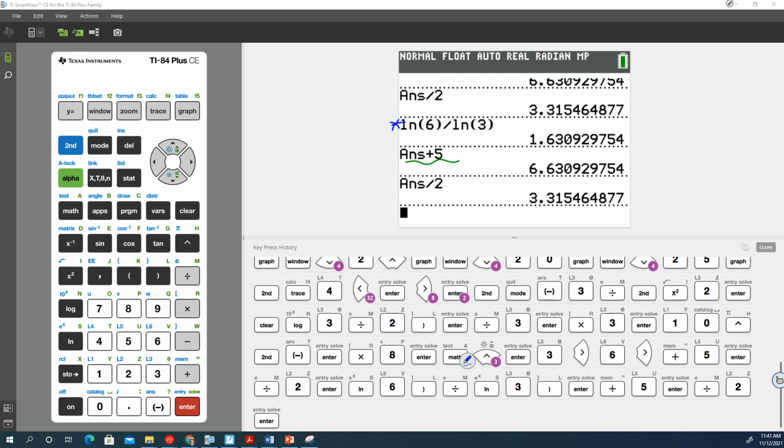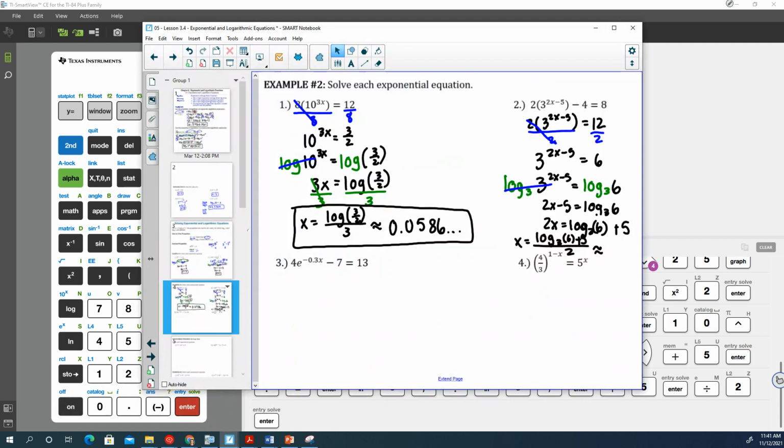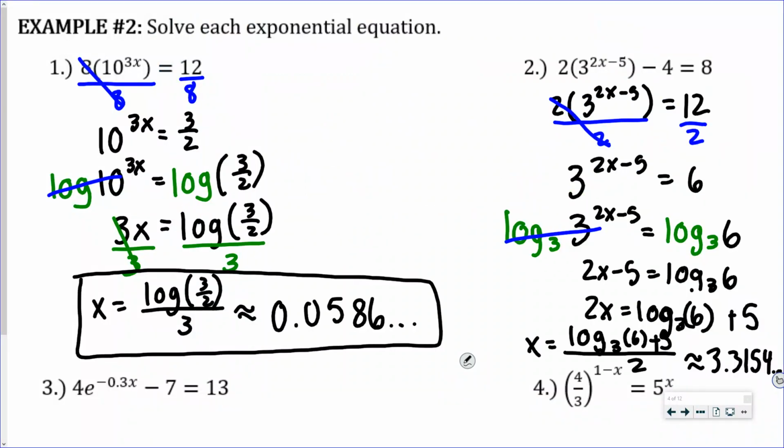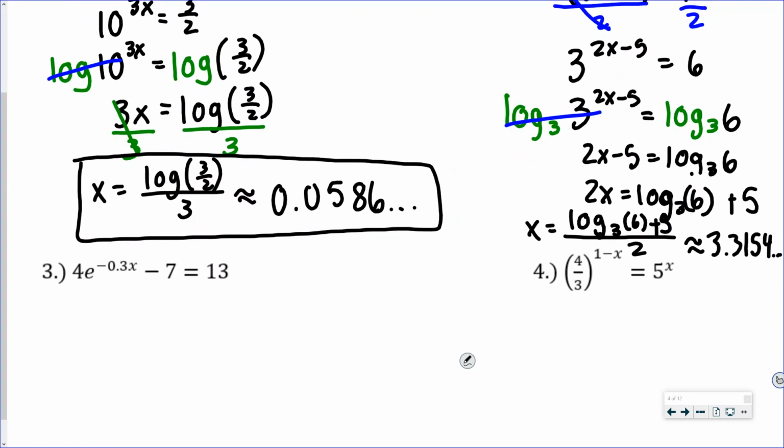Okay, let's write down that decimal. 3.3154. Just take the 4 digits.